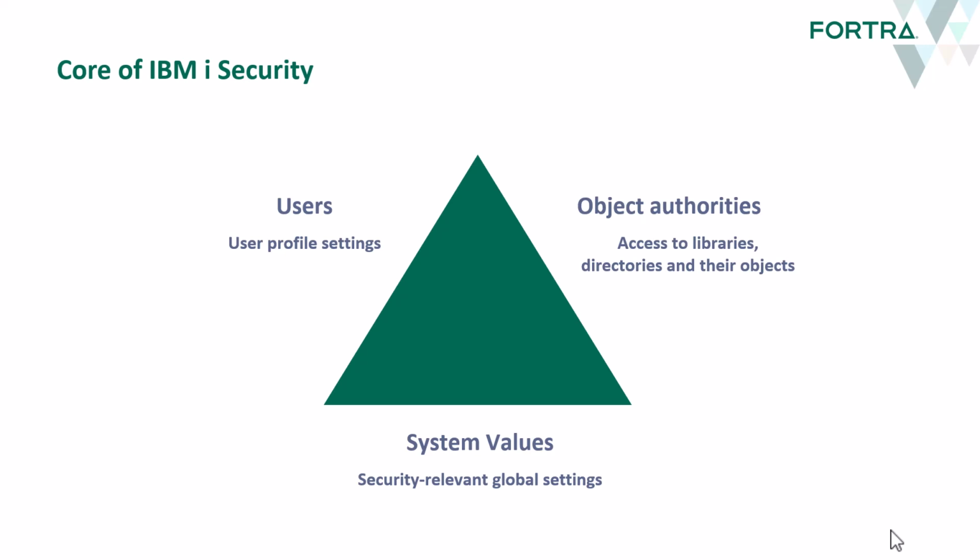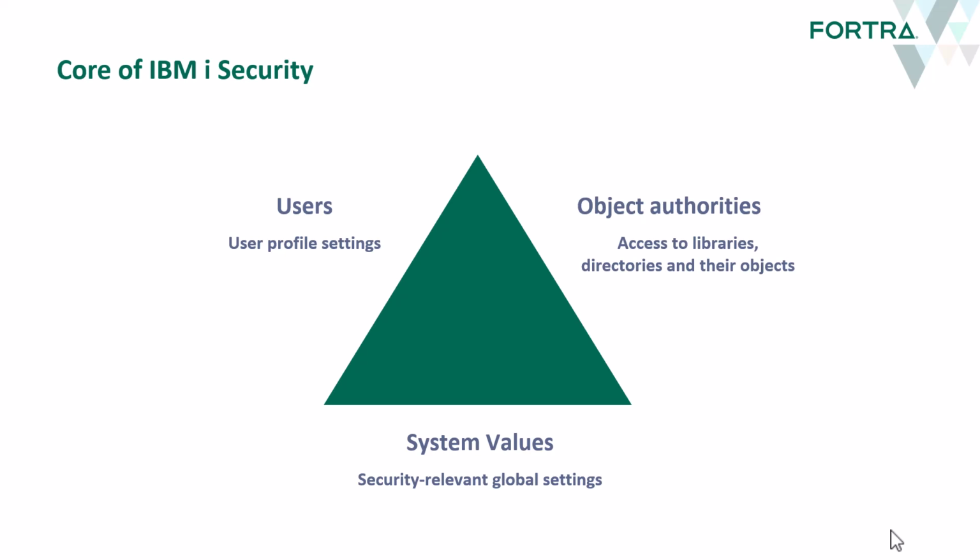IBM relies on three pillars for the security of the system. Each is crucial to ensure a strong system. System values control the global security settings. User profiles grant specific users special authorities and access to certain processes. And lastly, the individual object authorities manage access to specific items like libraries, directories, files, and programs. Overlooking any of these can leave your system vulnerable.